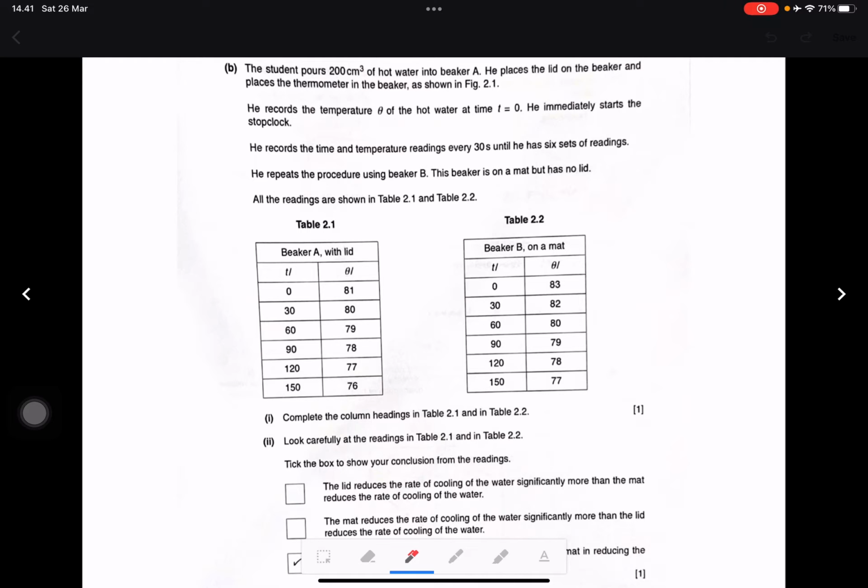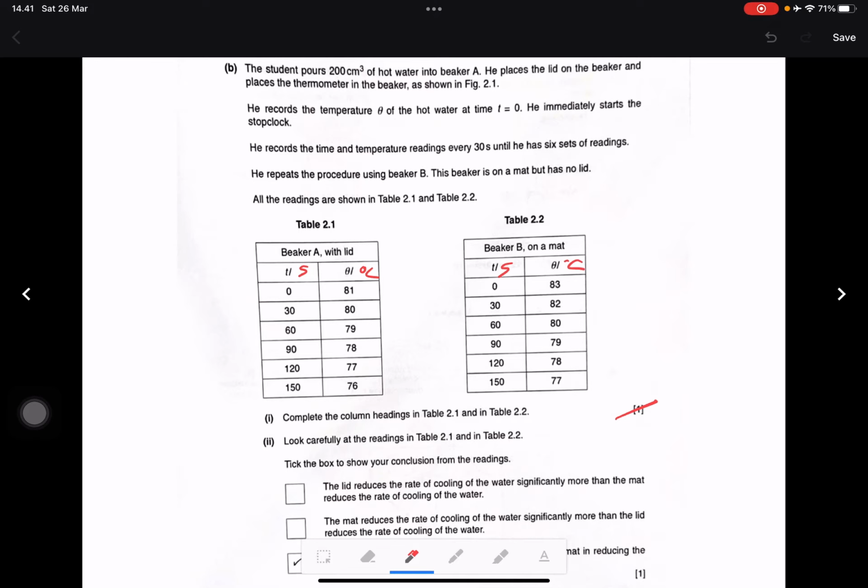He repeats the procedure using beaker B. The beaker is on a mat and has no lid. All the readings are in Table 2.1 and Table 2.2. Yes, this is beaker A on the left side and beaker B on the right side. Complete the column headings of Table 2.1 and 2.2. This is t in seconds and theta in degrees Celsius.